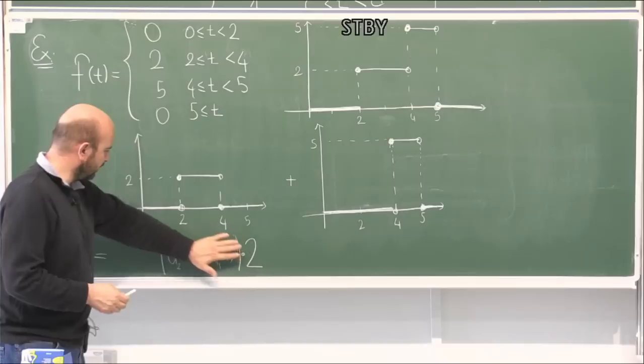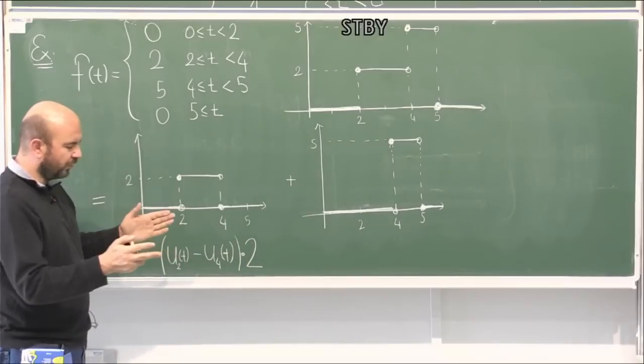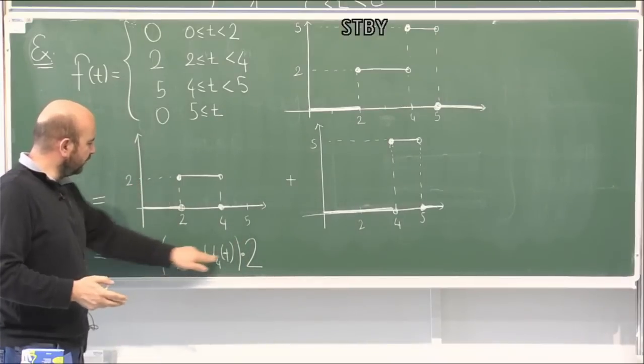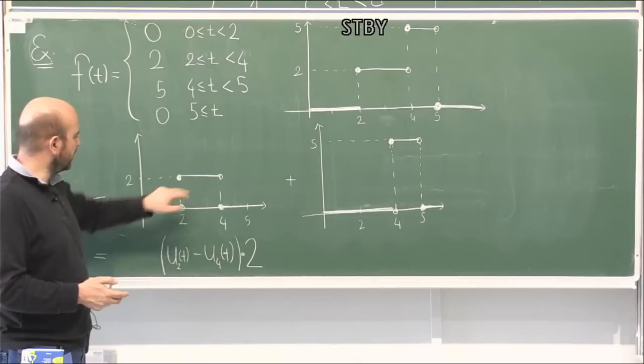So this is just telling you everything is happening between 2 and 4, the rest is completely 0. Between 2 and 4, this function is 1, and I double it. So I get this one.